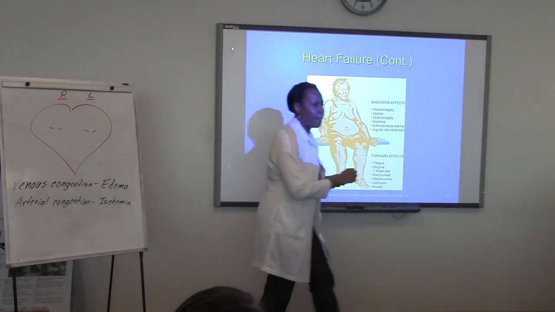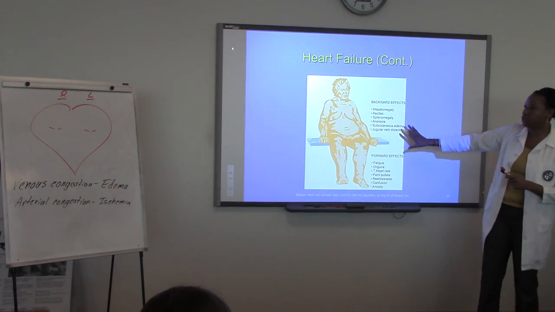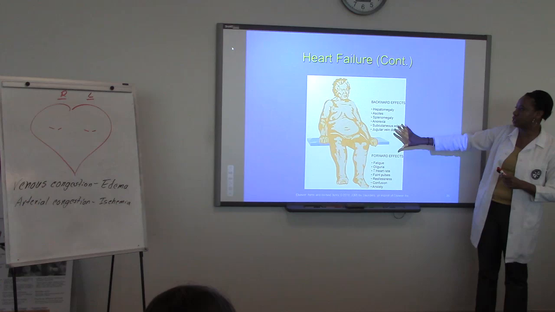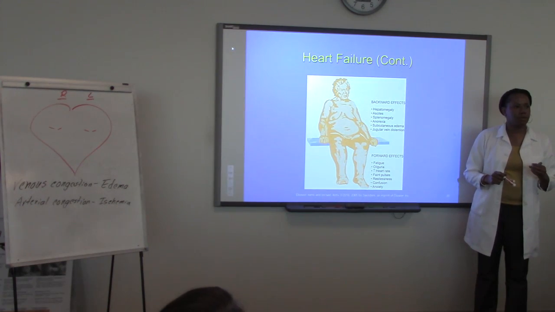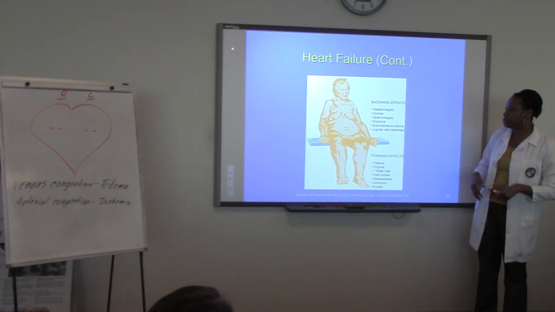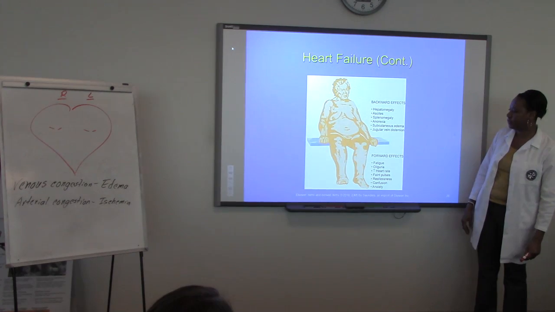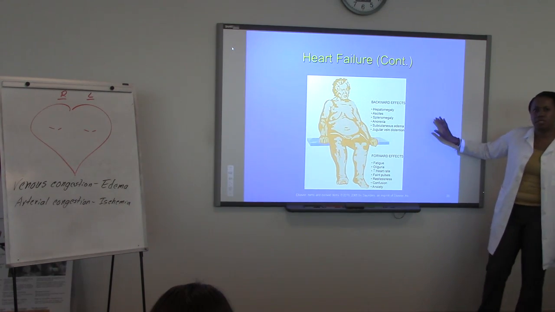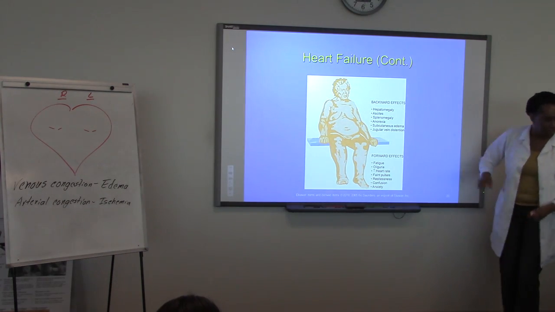Yes? So is this one for left-sided heart failure? This one is for right-sided heart failure. Yeah, this one is for right-sided heart failure. And you'll know right-sided heart failure because of the edema. The edema is kind of like the clue. So they do have a lot of tissue edema because of the venous congestion. Left-sided heart failure doesn't have venous congestion. It's the right side.